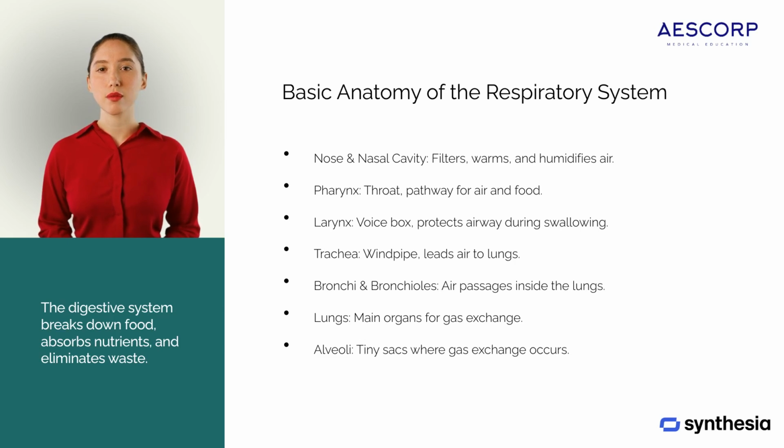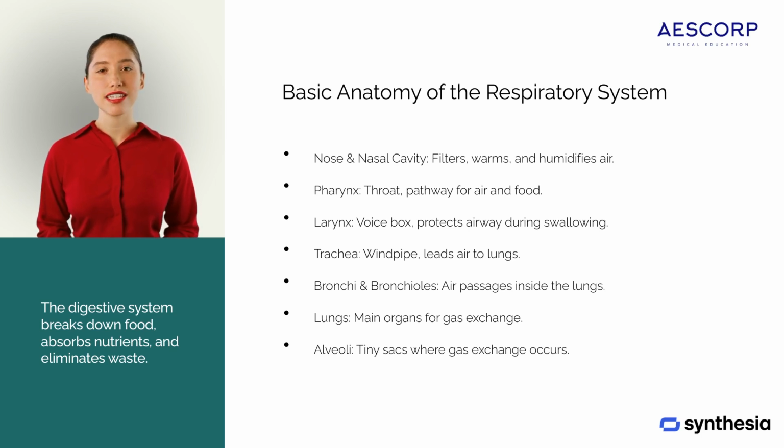Pharynx. The throat, which is a common passage for both air leading to the lungs and food leading to the digestive system. Larynx. Also known as the voice box, it houses the vocal cords and serves as the gateway to the trachea. The larynx also protects the airway during swallowing. Trachea. A windpipe that carries air from the larynx into the lungs.